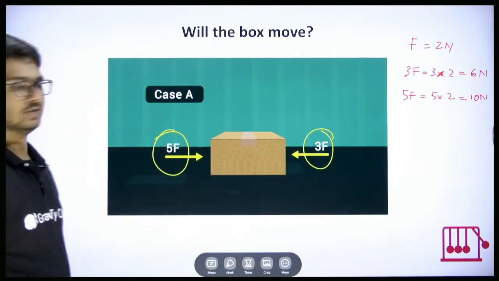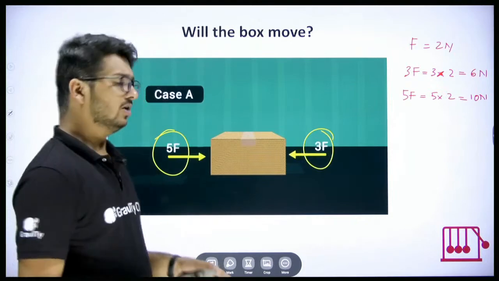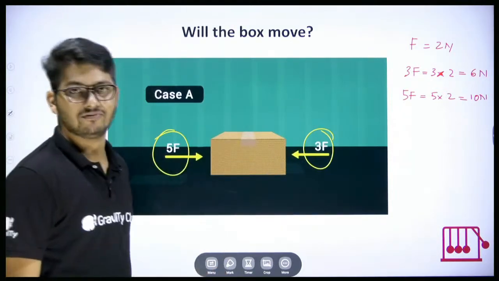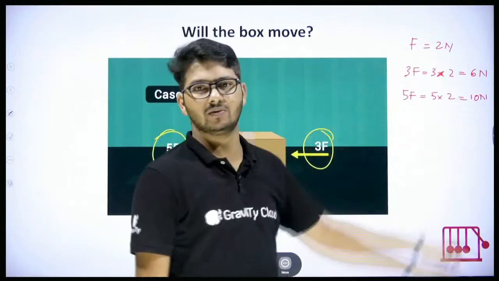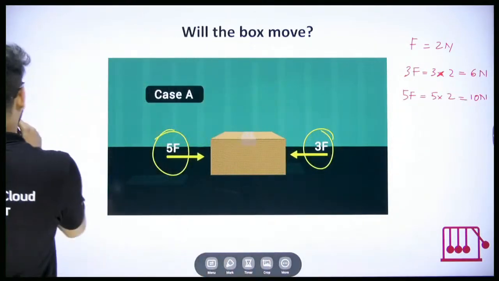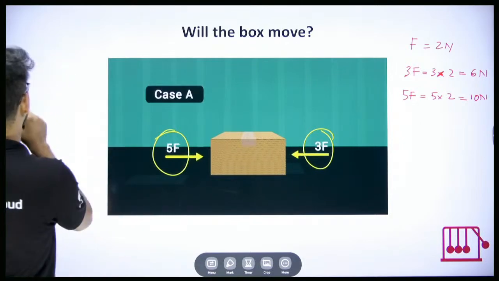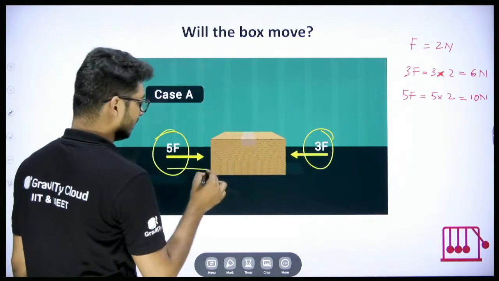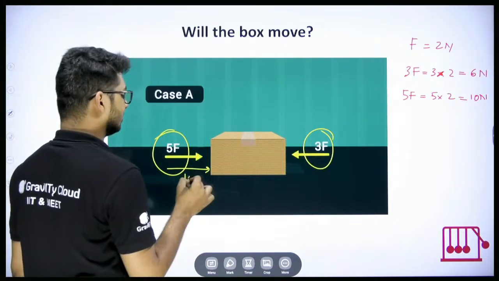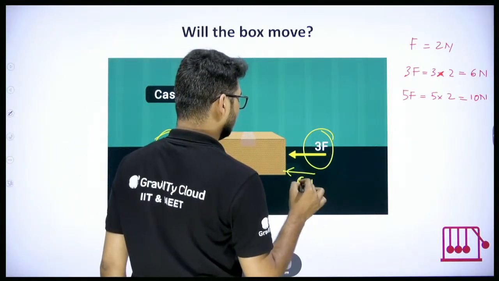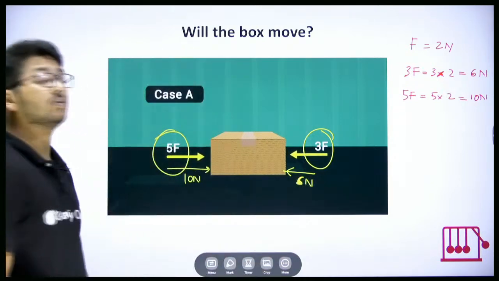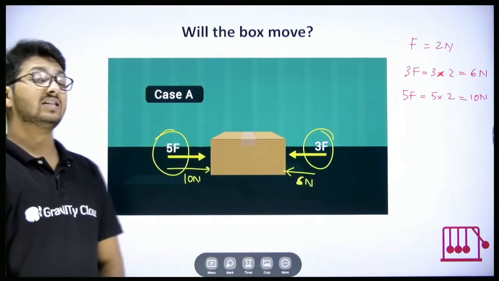Okay, that's how it is going to be. So F is nothing but force. So here 5F and 3F. You can clearly see, if you assume an example of F equal to 2 Newton, that means the force acting here, 5F, is 10 Newton and the force acting here is 6 Newton. The question is, will the box move when there are only these two forces?